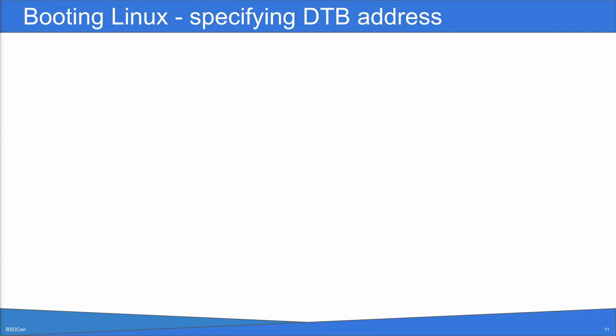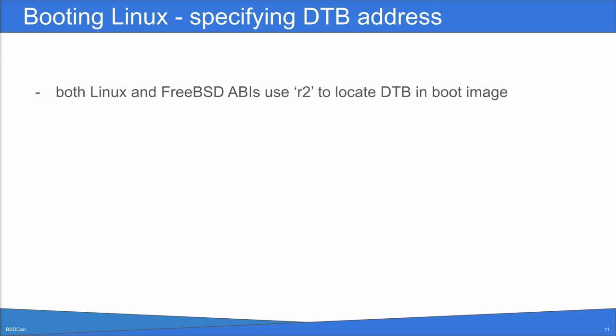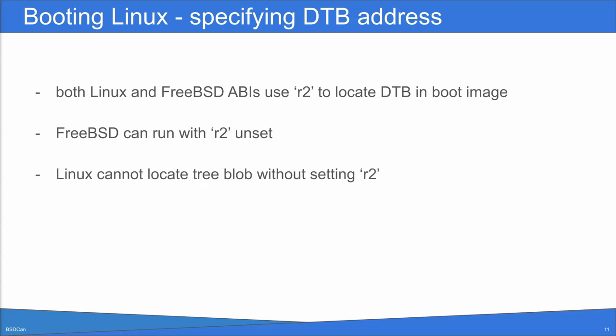Also, you had to specify the DTB address. The device tree blob should have an address. Both Linux and FreeBSD ABIs specify that the R2 register should be set in order to specify the memory location of the DTB in the boot image, or the guest memory in our case. FreeBSD can run without setting the R2 register, likely because the image is built by the makefile itself, and doesn't really rely on any external tools to specify where it is. The make system knows where it puts the kernel image, and the kernel at least knows where to look for it. Linux, however, cannot do that because the Linux kernel is built separately from the DTB.